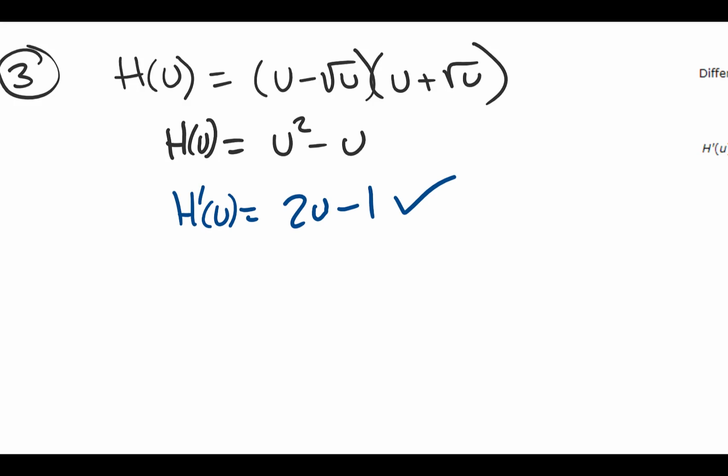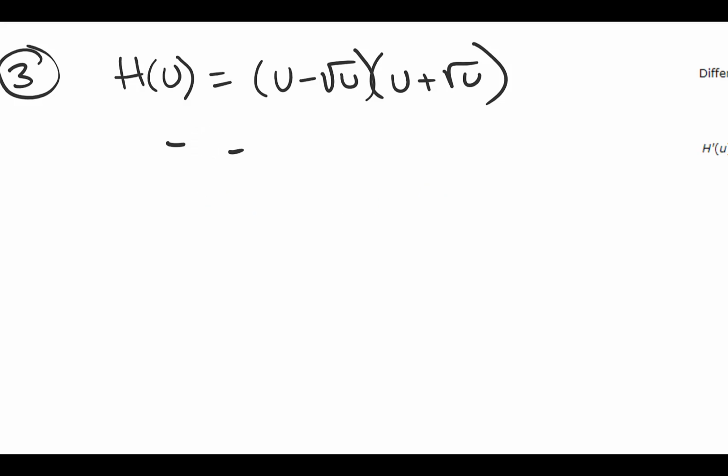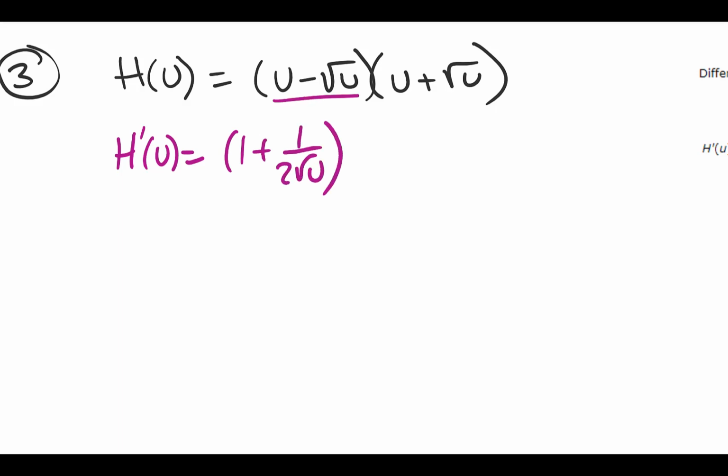You know what I mean? So algebra first, power rule is our buddy. But if we were to just do this, and we write, all right, derivative of the first. Now I'm just going to run through this. 1 plus 1 over 2 square roots of u. That's the derivative of this. And now that means we're going to leave this one alone.